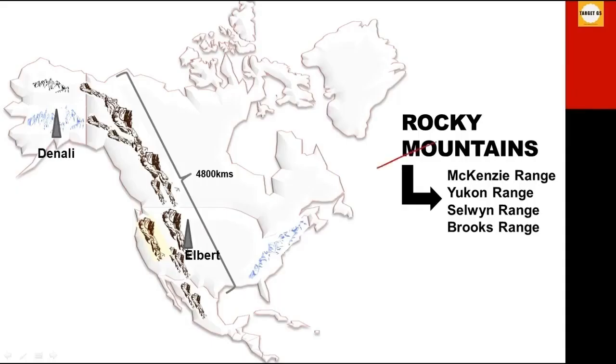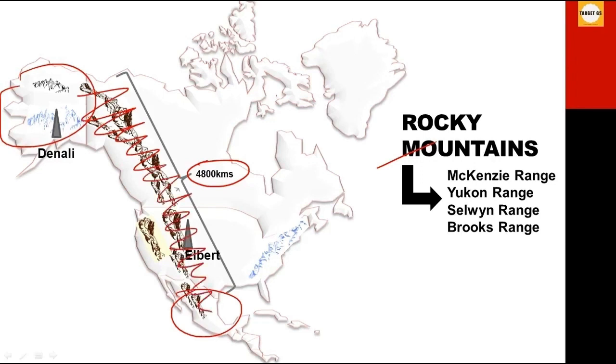So the first one is the Rocky Mountains. These are North America's largest mountain system, and these Rockies extend for almost 4,800 kilometers starting from Alaska till Mexico. Okay, these are the Rocky Mountains.